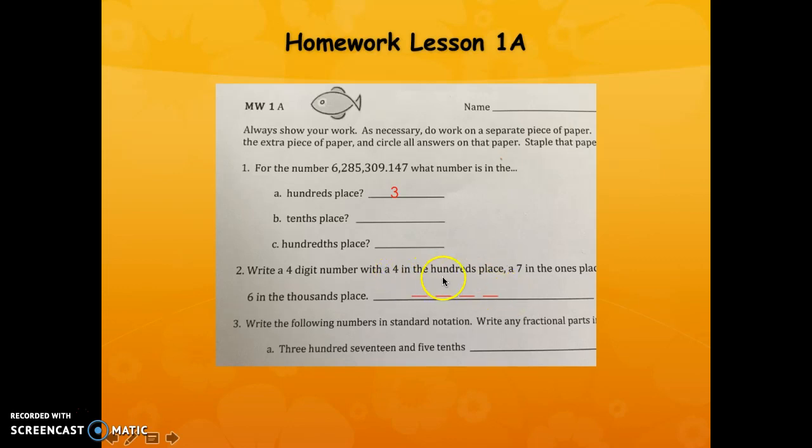We need a 4 in the hundreds place. Again, go back and look at the place value chart if you need it, but you should know that this is ones, tens, hundreds. So if I put a 4 in the hundreds place, it's going to go right there. So your job is to finish it, put a 7 in the ones place, and so on. Okay, when you're ready, look at number 3.